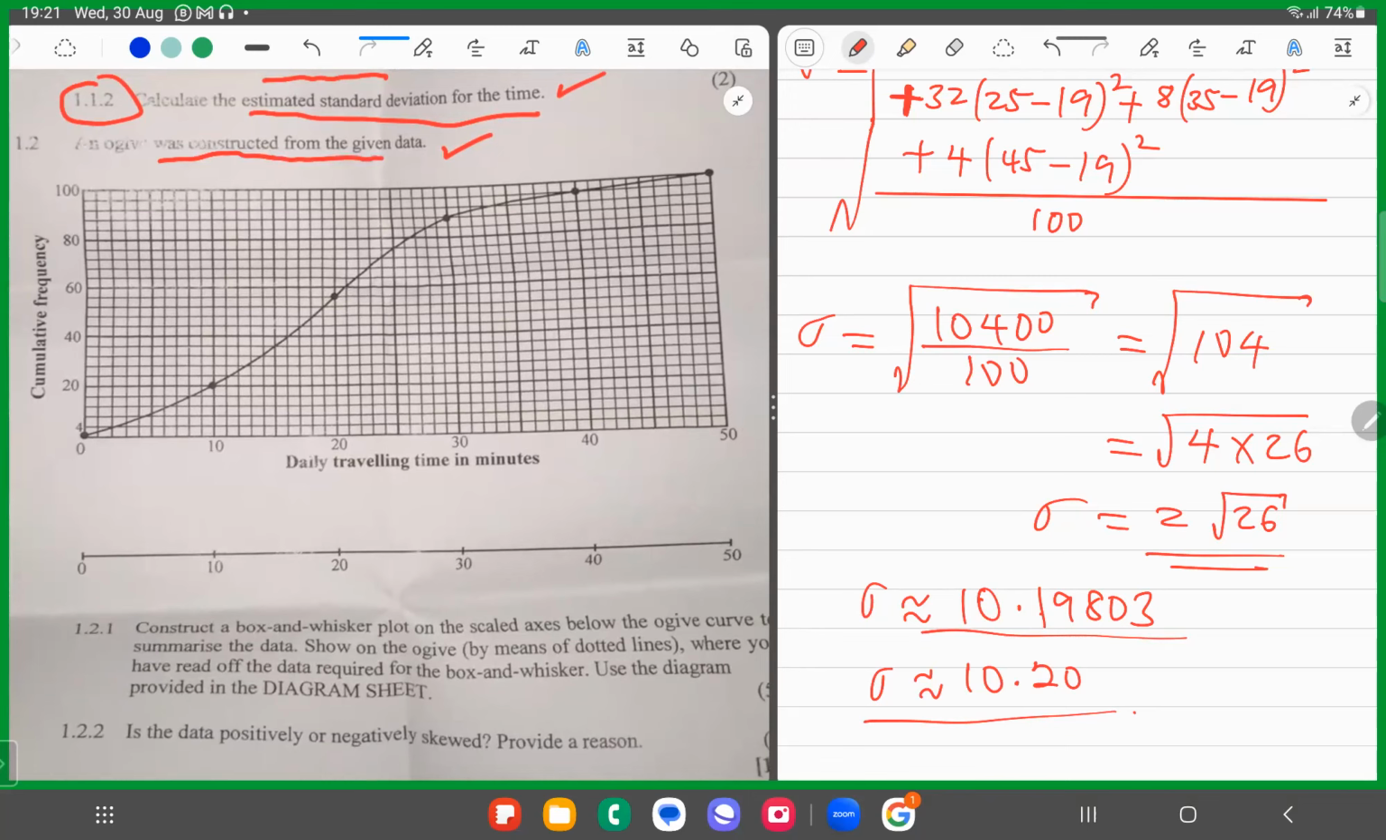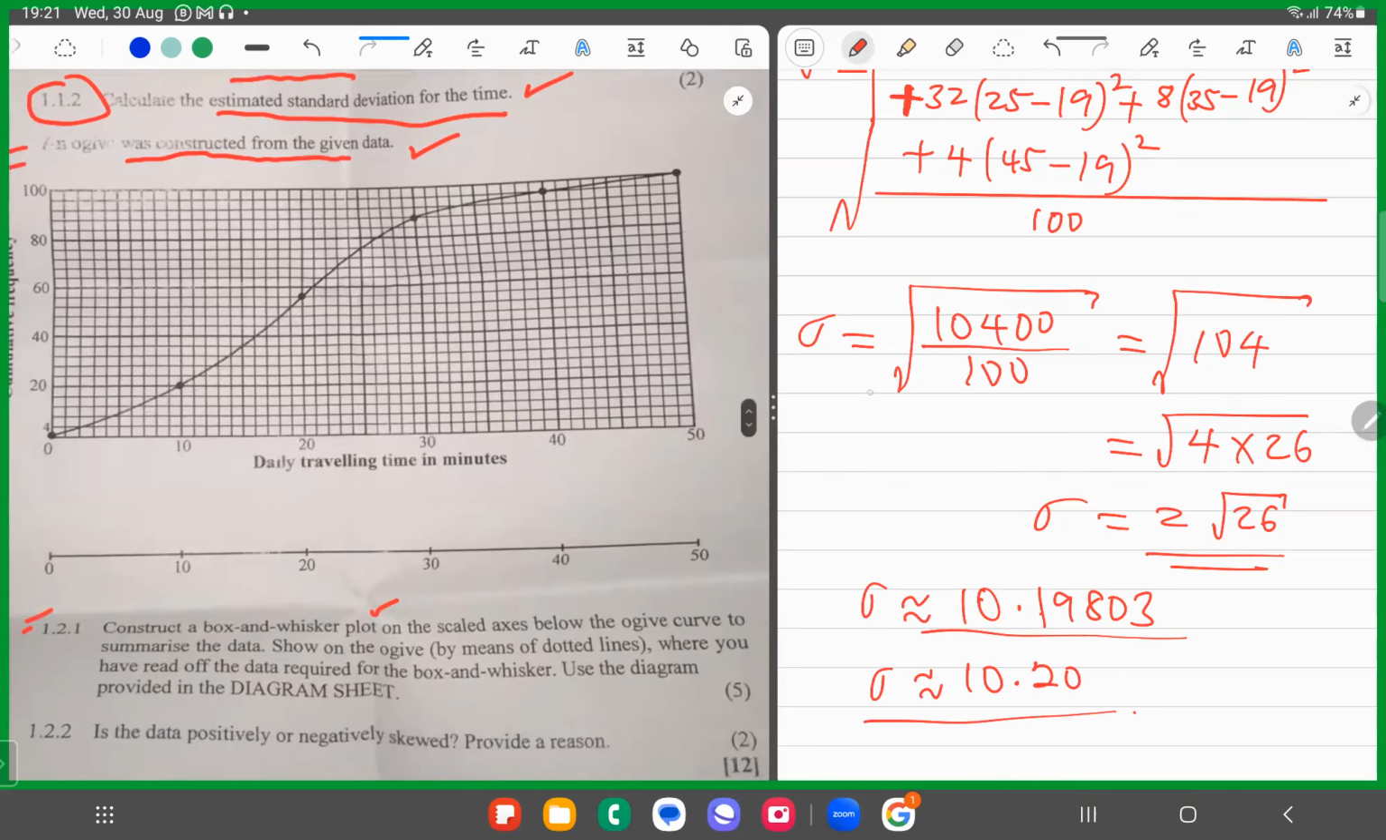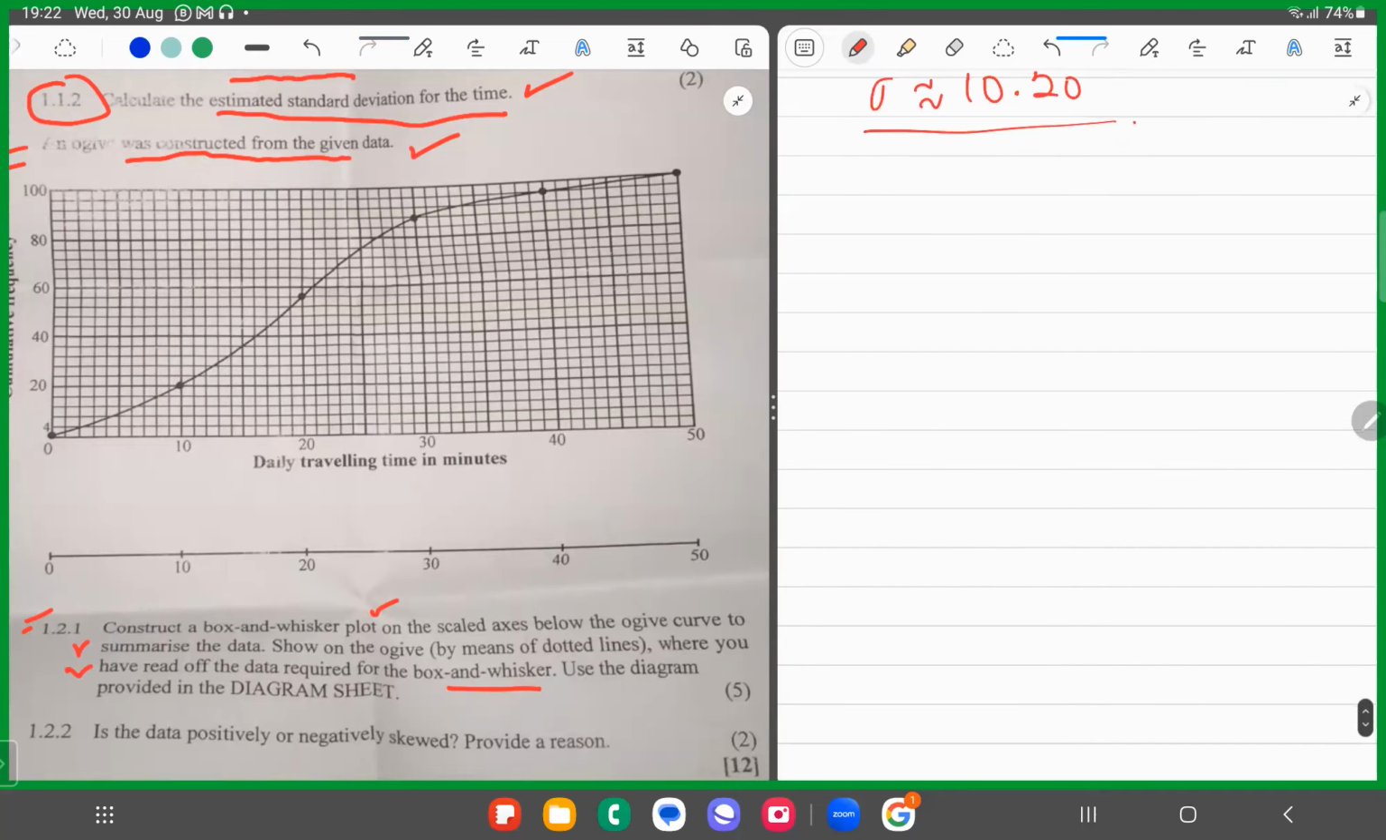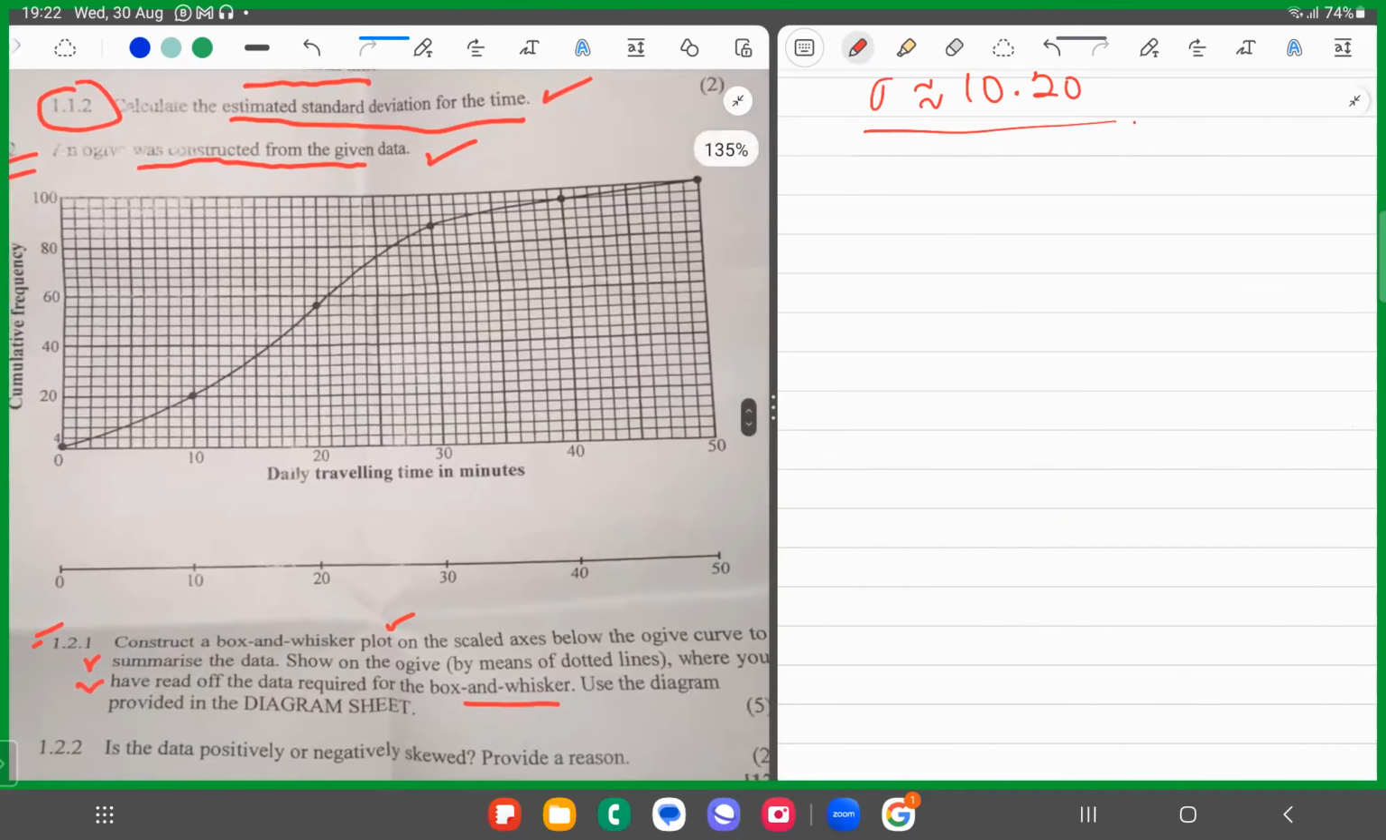But now they're saying construct, because this is 1.2, and then we're looking at 1.2.1: construct a box and whisker plot on the scaled axis below the Ogive. To summarize the data, show on the Ogive by means of dotted lines where you have read off the data required for the box and whisker plot. Use the diagram provided in the diagram sheet. Okay, let's look at this question. So we're going to do it straight from here. We need to construct a box and whisker plot.